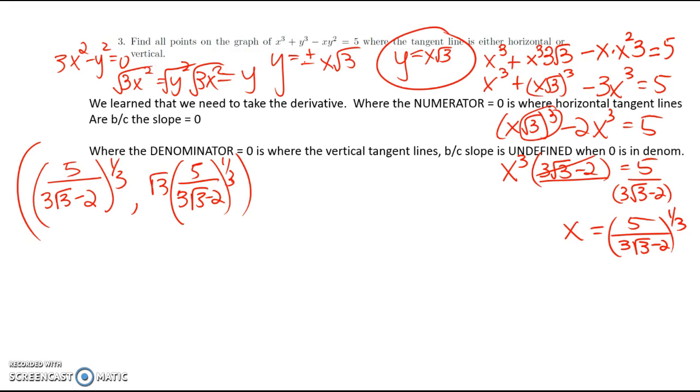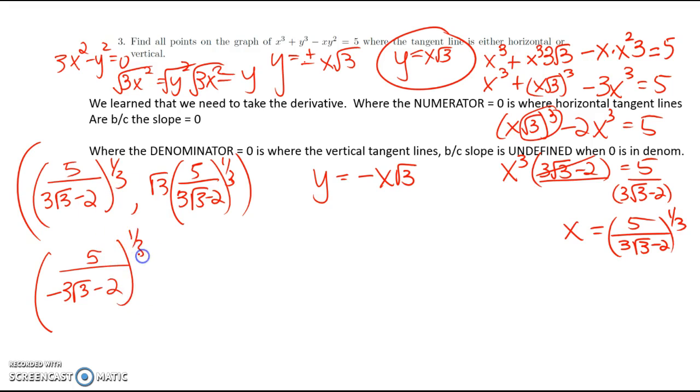Now we're doing the same thing using y equals negative x square root of 3. And when you do that, you end up with, for our x, the same thing, except now we have a negative: 5 over 3 square root of 3 minus 2 to the 1/3. And then y would also be square root of 3 times 5 times 3 square root of 3 minus 2, the negative to the 1/3. So those are 2 points where we have horizontal lines, right?